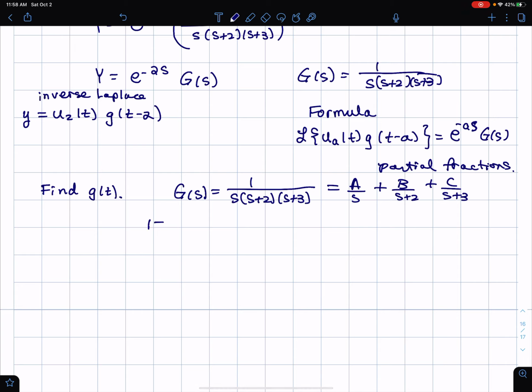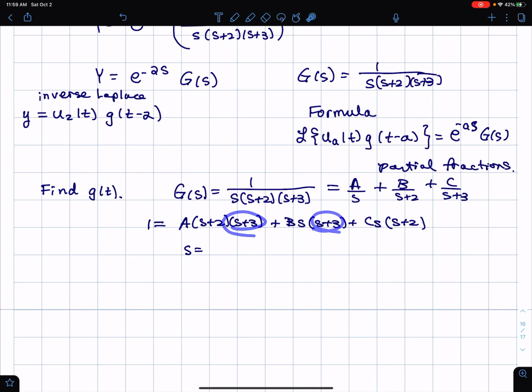So what I do is I multiply through by the common denominator. If you haven't done these, they seem like a lot, but once you get rolling on them, it becomes way easier. And then what you do is you put in values for s to kill some of the terms.